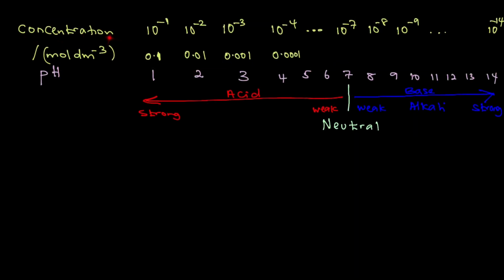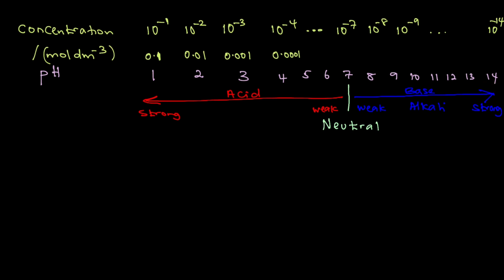So if you have a concentration of 0.1, that's 10 to the power minus 1, and the pH value for that is 1. Concentration of 10 to the power minus 2 is 0.01, that's 1 over 100, and the pH is 2. 10 to the power minus 3 is 1 over 1,000, that's 0.001, and so pH is 3, and it goes on like that, all the way to 10 to the power minus 14, pH is 14.